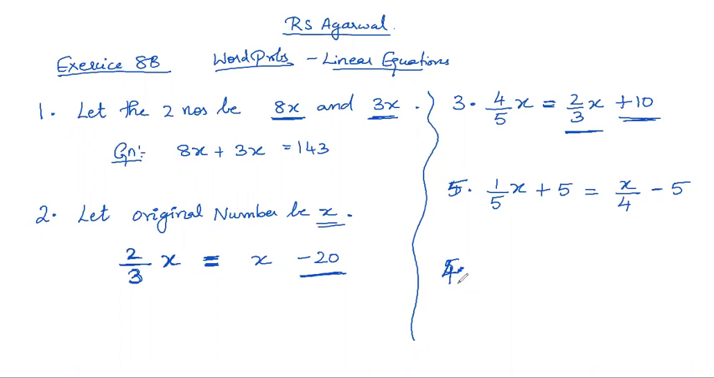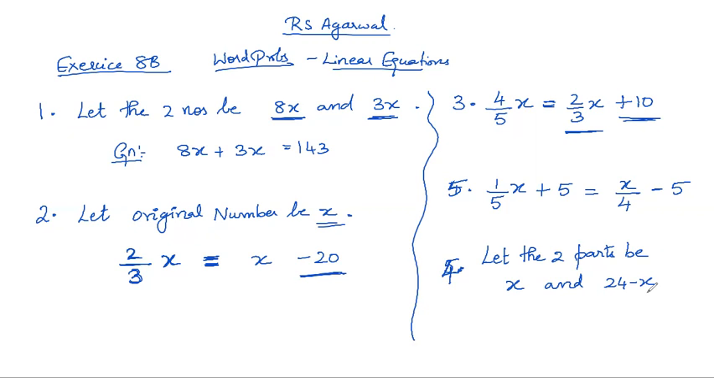24 is divided into two parts such that 7 times the first part added to 5 times the second part makes 146. So 24 is divided into two parts. So what will be the two parts? Let the two parts be: one part is x, then the other part will be 24 minus x, because 24 is divided into two parts. So x and 24 minus x.